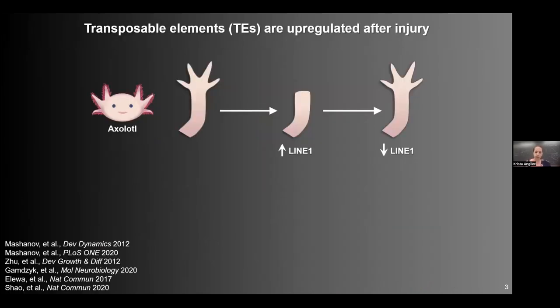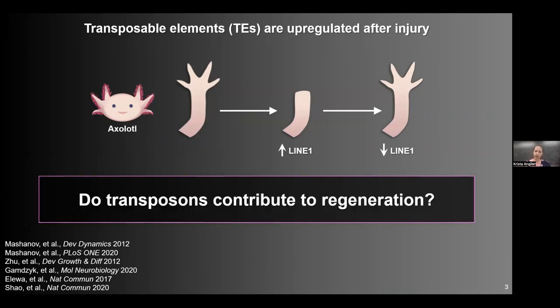And while I was going through this project, I came across some really interesting literature across a couple different organisms that described transposon upregulation in regenerating tissues. For example, here, the axolotl after limb amputation, the author showed that LINE-1, a specific transposon family, was upregulated in the limb blastema, and this was subsequently downregulated as regeneration proceeded. And so I started to wonder, is it possible that transposons are actually contributing to regeneration in some way?